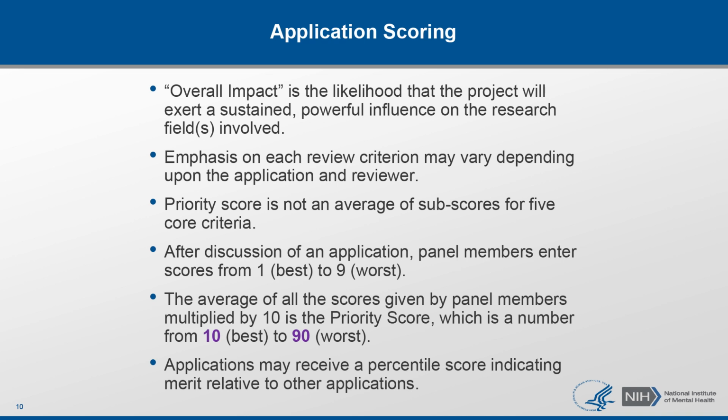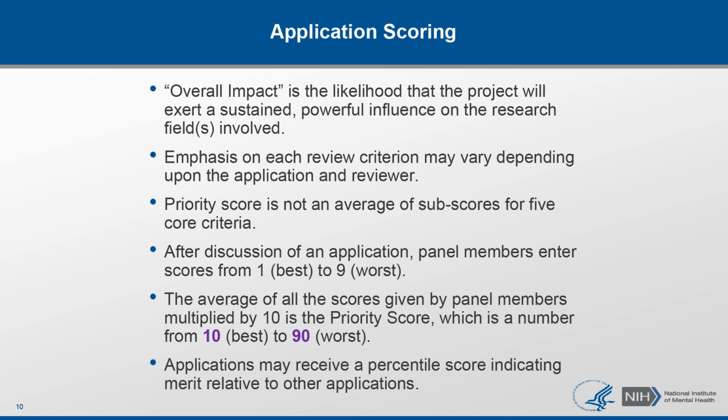The overall impact score is a single number from 1 to 9, but the reviewers also provide what's called an overall impact paragraph, where they, in addition to having a breakdown of more specific content in their critique, sum up what were the strengths and weaknesses that most contributed to the initial score that they selected. The emphasis on the review criterion that I described earlier may vary on each of those review criterion, the 5 core criteria or other aspects, and that'll depend on the nature of the application and of the reviewer in question.